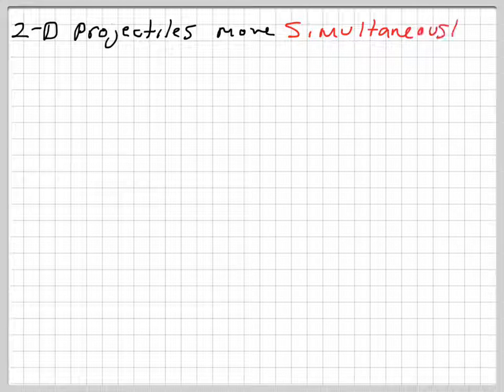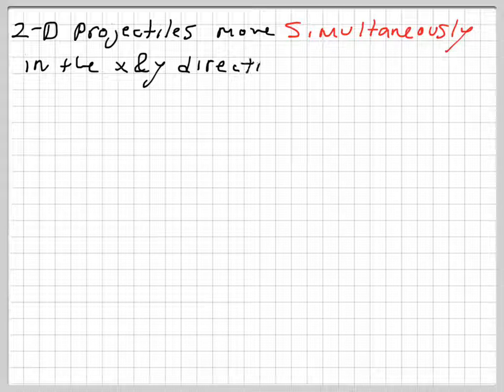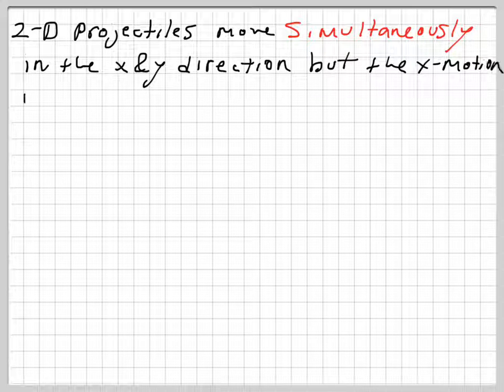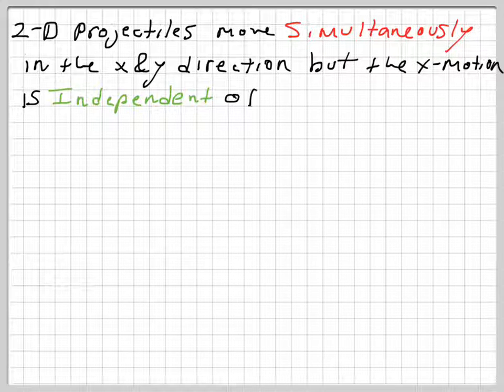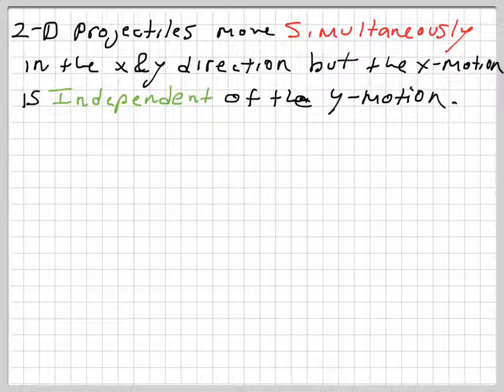Probably the most important thing that I want to communicate to you here is this statement. Two-dimensional projectiles move simultaneously in the X and Y direction, but the X motion is independent of the Y motion. So let's think a little bit more about that statement.